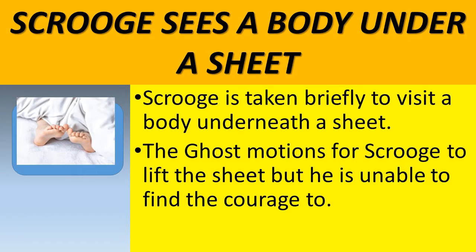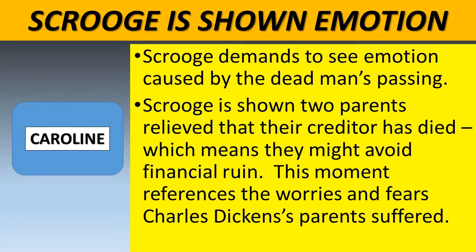Scrooge is then shown a body underneath a sheet. He's taken briefly to see this, and the ghost motions for Scrooge to lift the sheet. He's unable to find the courage to do so. After that, Scrooge demands to see some emotion from the dead man's passing, and he's shown 2 parents relieved that their creditor has died, which means that they might avoid financial ruin. This moment references the worries and fears Charles Dickens' parents suffered when they were unable to pay their creditors back.